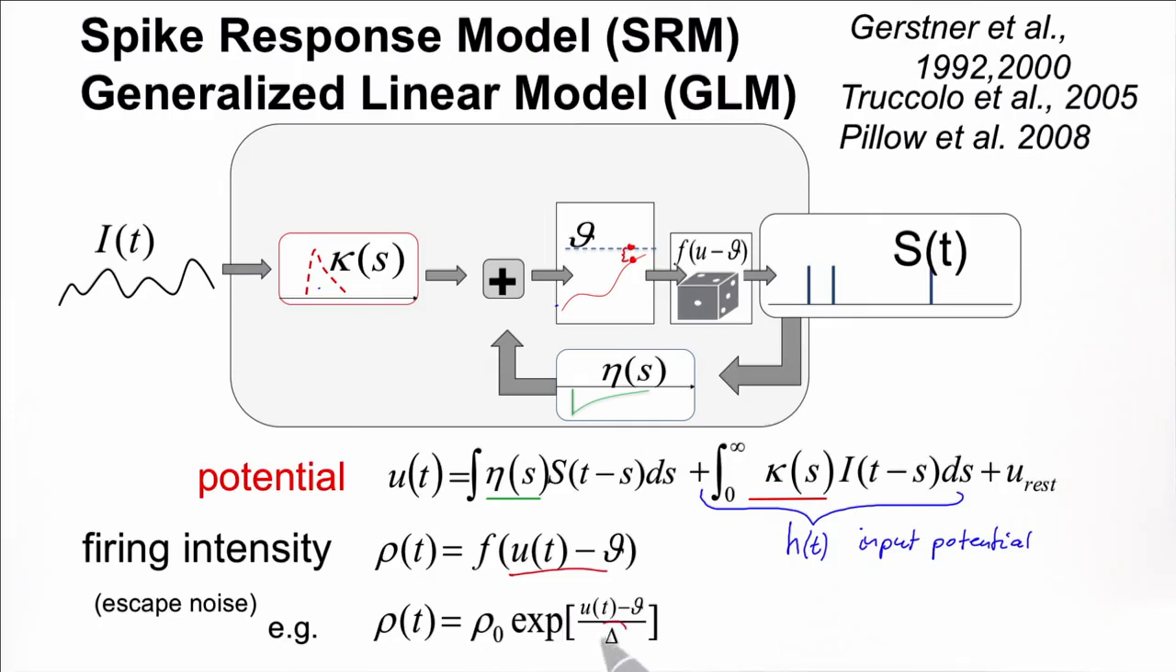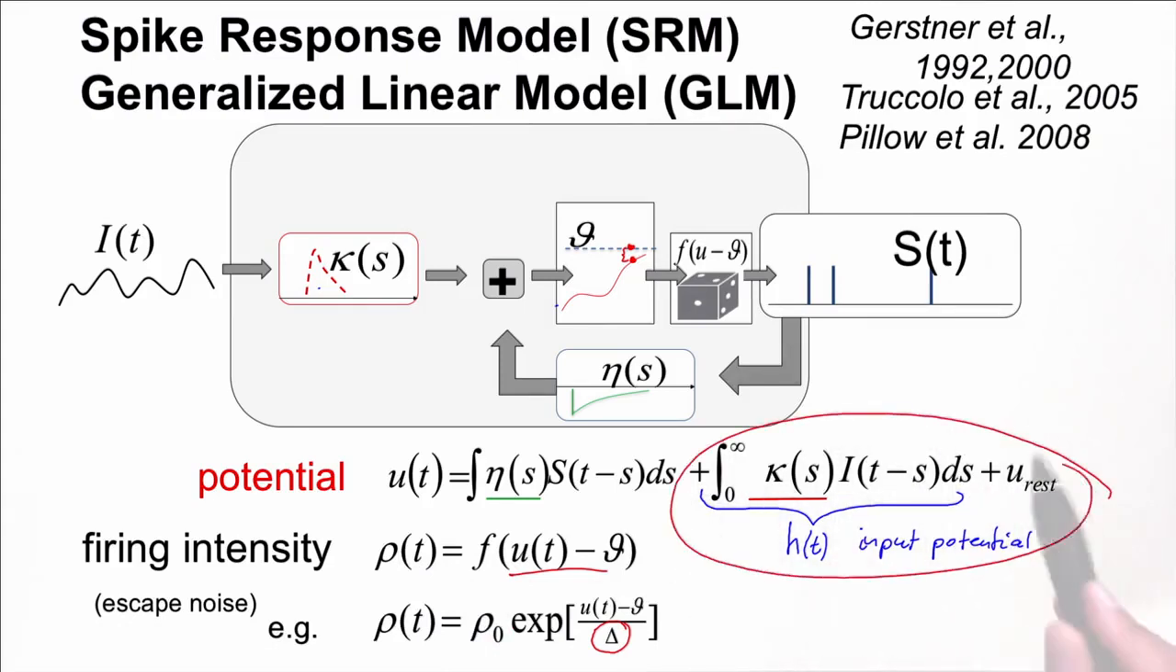So this parameter, delta, describes the softness of the threshold. If delta is 0.01 millivolt, then we are basically back to a threshold crossing. If delta is 2 millivolt or 5 millivolt, it's very noisy. We have a high noise threshold model. So the trick for the following is to separate this total membrane potential in these two components, a part that's caused by the input and a part that's caused by the feedback.